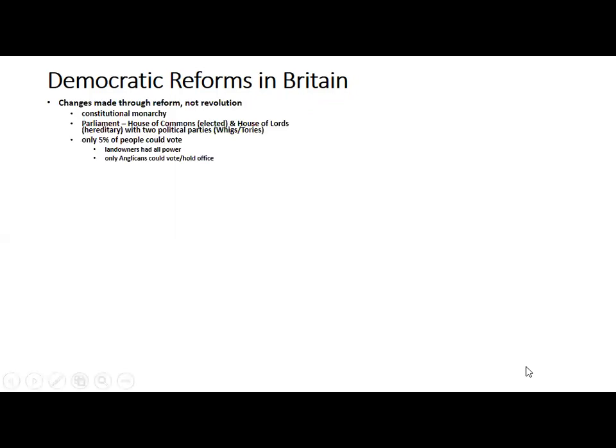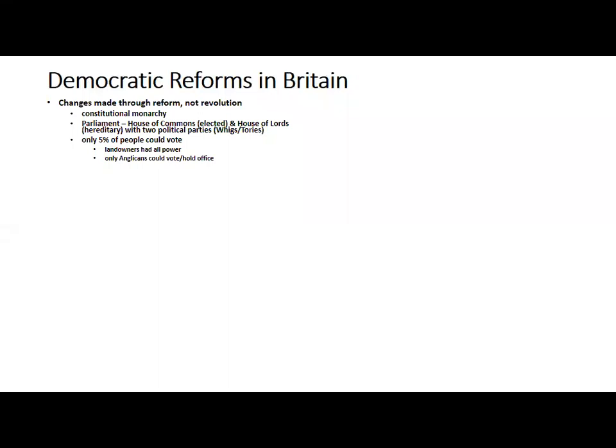Hey, good morning. Let's talk about some of the democratic reforms in Britain during this time period of the 19th century. Britain is kind of different from the other countries we've been talking about because Britain already had basically moved from an absolute monarchy to a constitutional monarchy in the 18th century. So, really, the changes that they're going through are more reform, not revolution.